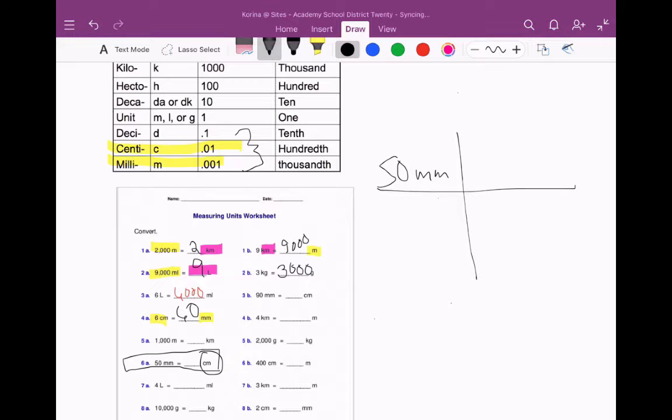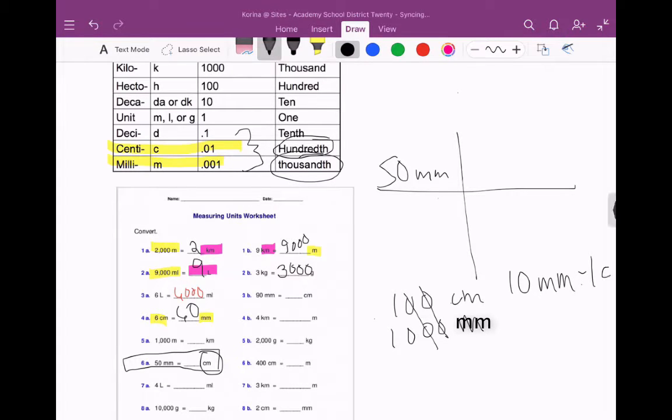In 1 meter, there are 100 centimeters, because it's 100th. In 1 meter, there are 1,000 millimeters. The difference between these two is 10. So there are 10 millimeters in 1 centimeter. So 10 millimeters per 1 centimeter, or in 1 centimeter, there are 10 millimeters.